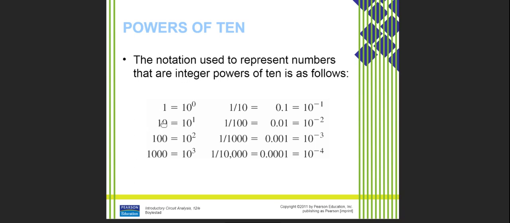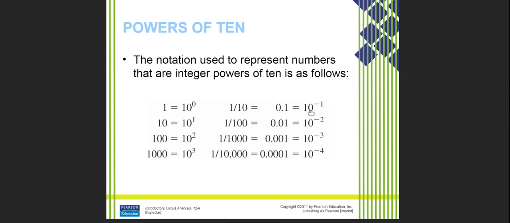As you will see here, the number 1 can be shown by 10 power of 0, because any number to the power of 0 is equal to 1. 10 by itself is 10 power of 1. 100 is 10 power of 2. 1000 is 10 power of 3, and so on. The easy way is that for every 0 that you see after the 1, you add it to the power of 10.